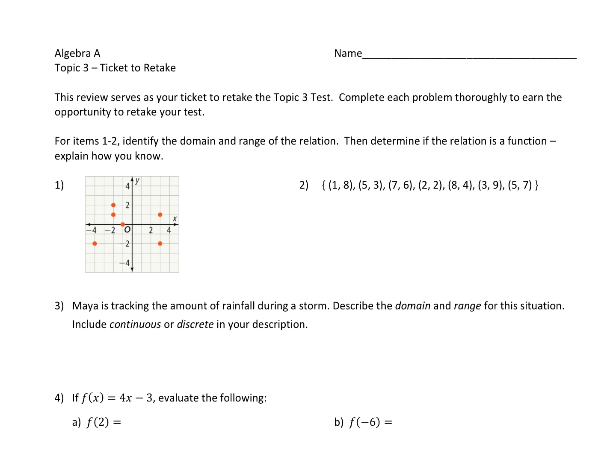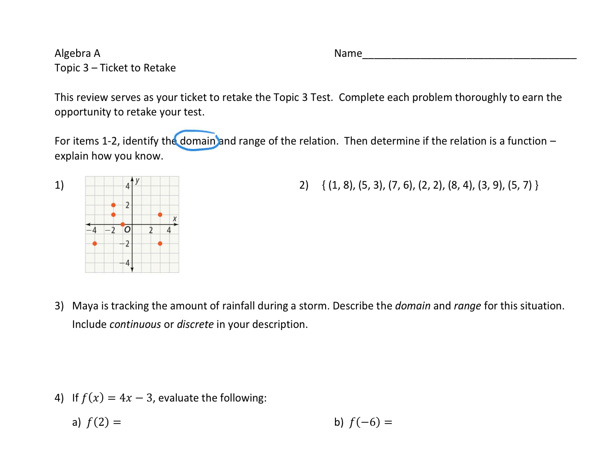I'm just going to go through these review problems to help you guys prepare for retaking your test. All right, so first we are talking about identifying domain and range of different relations and then determining if the relation is a function. Explain how you know. So just a couple reminders about domain and range.